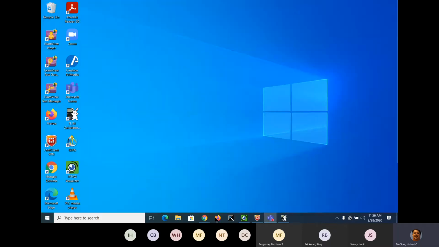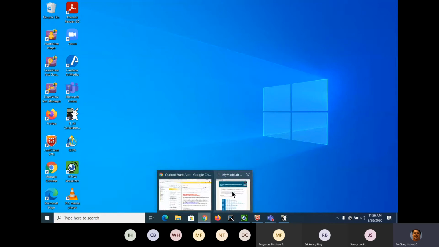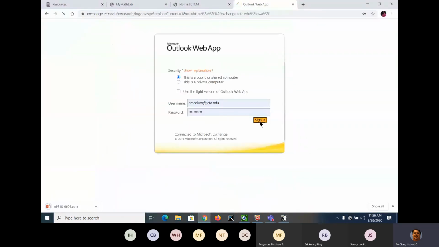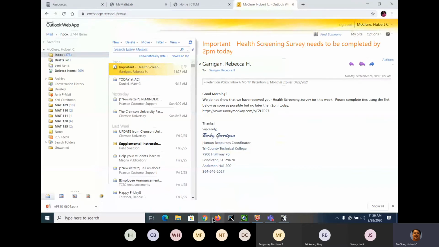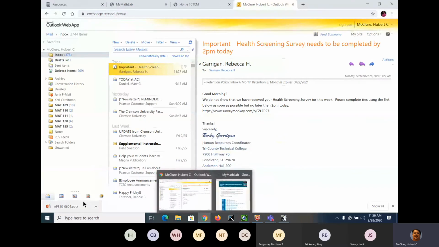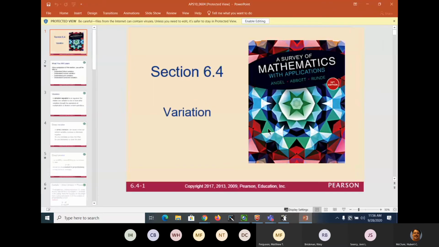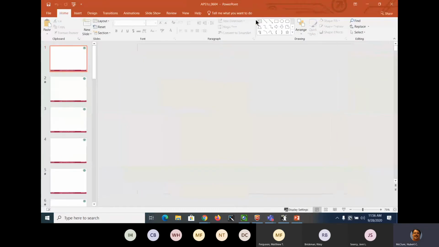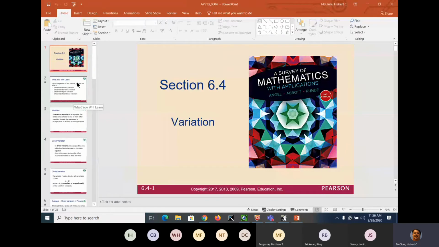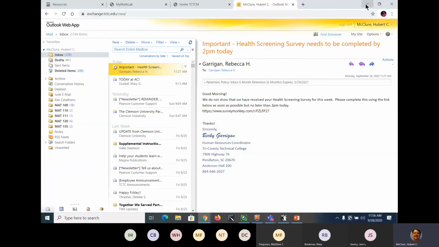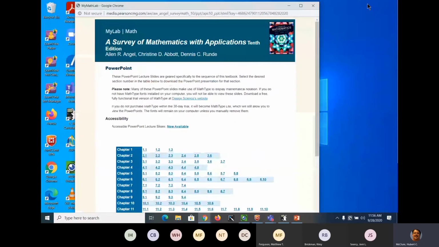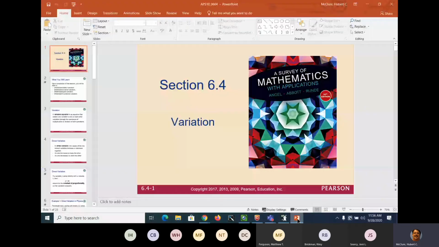And that's going to be 6.4. Variation, not my favorite subject. Okay, variation. We're going to discuss variation before we start. I'm going to show you what variation is before we get started.